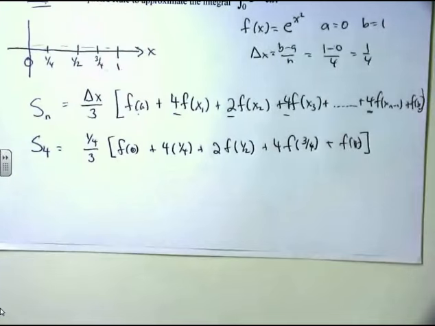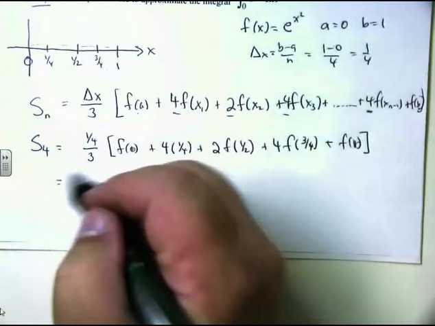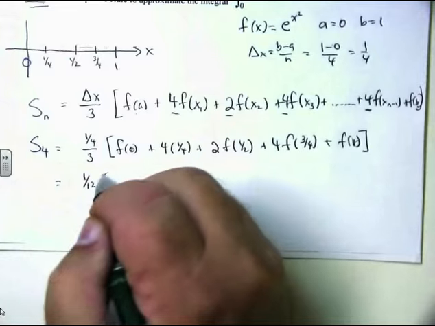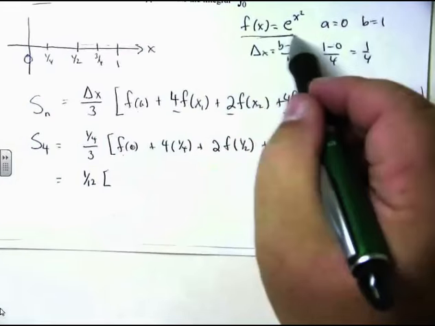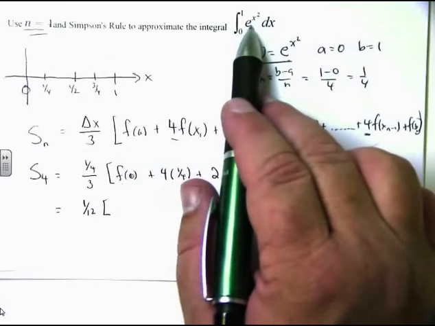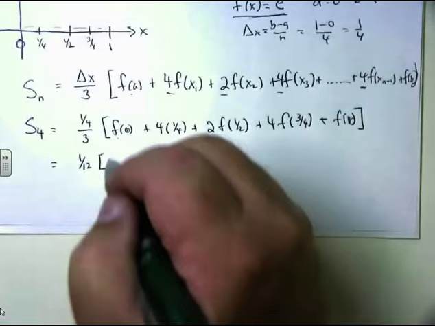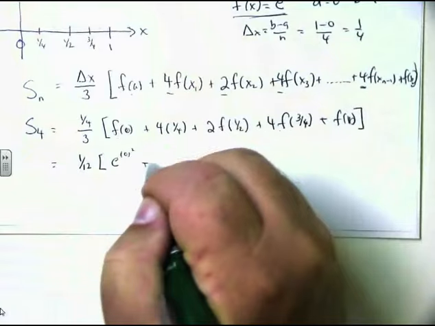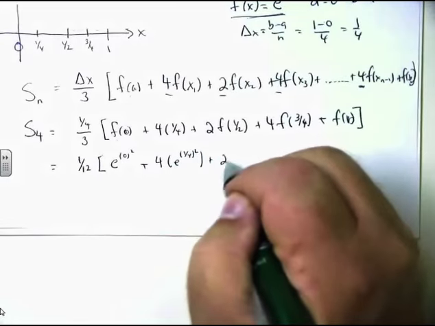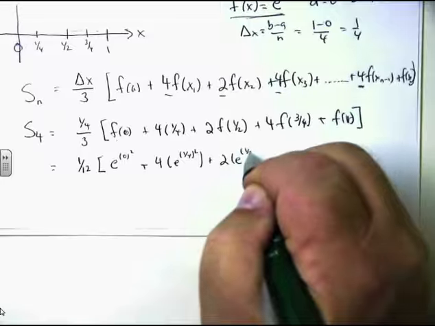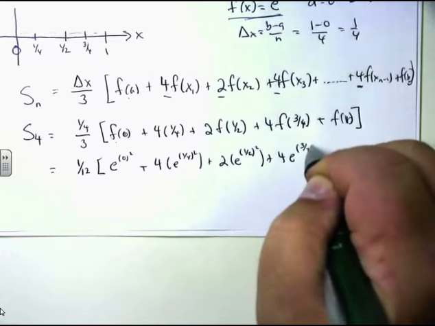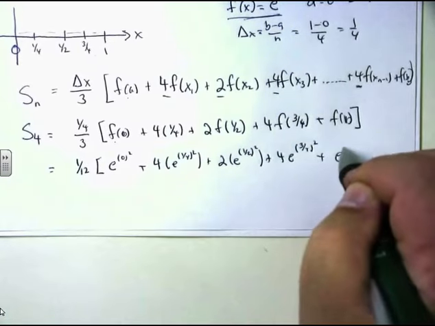Okay? So cleaning this up, this is going to be equal to 1/4 divided by 3. That is equal to 1/12 times f of 0. But remember, f of x, you're not actually integrating this thing. F of x is e to the x squared. That's what we're trying to integrate. So this would be e to the 0 squared plus 4 times e to the 1/4 squared plus 2 times e to the 1/2 squared plus 4 times e to the 3/4 squared plus e to the 1 squared.